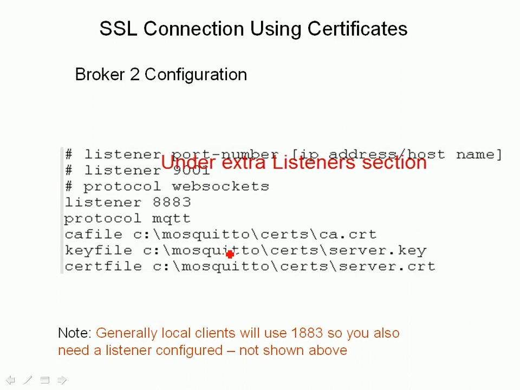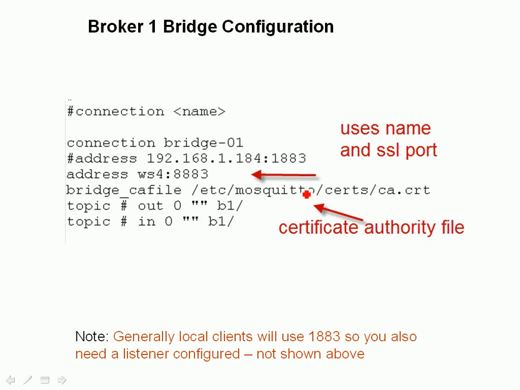So if we go over to broker 1, so here's the bridge configuration on broker 1. The name of the bridge, the address, I'm using workstation 4 because that's the way I configured the certificate on the server, and the path to the CA certificate file, and this CA certificate file is the same one that's on the server. And these are the topics that I'm bridging.